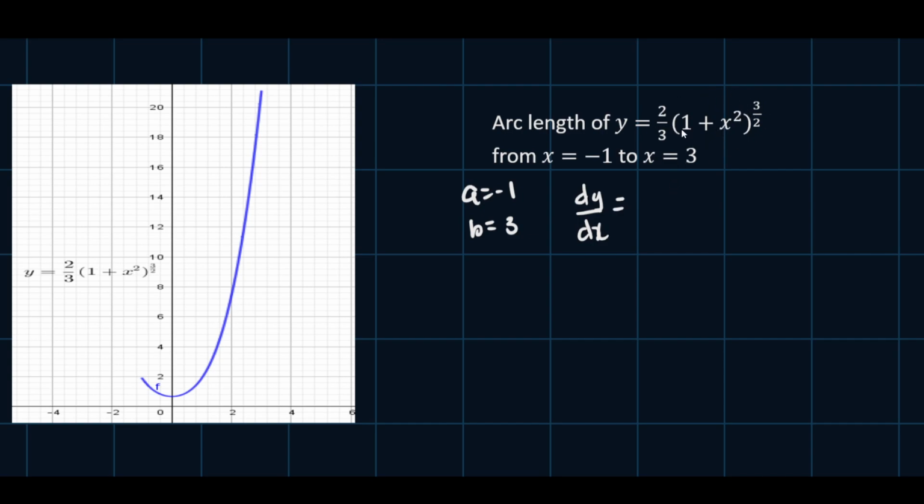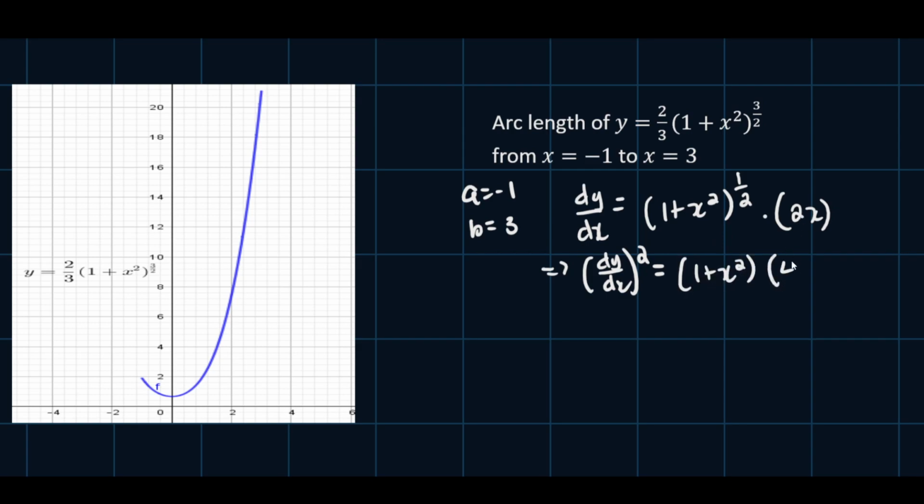So, apply power rule and the chain rule. So, applying power rule, (1 plus x squared) raised to 1 half times yung derivative na nasa loob, which is 2x. Okay, now, if we take the square of this one, this will give us, matatanggal lang yung 1 half na exponent, 1 plus x squared. Then we have 2x squared, so 4x squared. Or 4x squared plus 4x to the fourth.